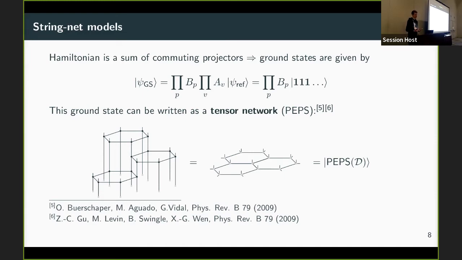Now this immediately implies that this ground state admits a representation as a tensor network, which in 2D we refer to as a projected entangled pair state, or PEPS. You have this product state, the state of all ones, sitting at the bottom here, and then you act with your plaquette terms, these hexagonal, 6-body operators. These project onto the ground state to get this thing, which is just a tensor network representation of this ground state. This was derived by these two papers in 2009 already.